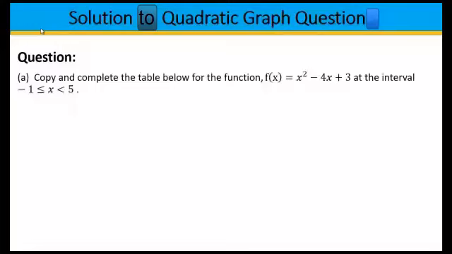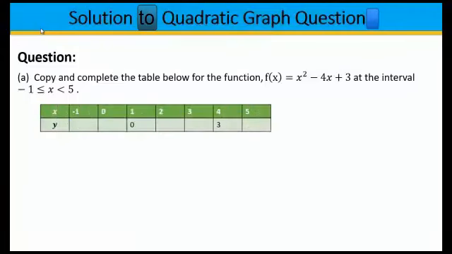A. Copy and complete the table below for the function f of x equals x squared minus 4x plus 3 at the interval x is greater than or equal to -1 and less than 5. And this is the table.